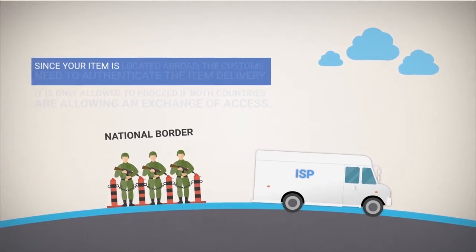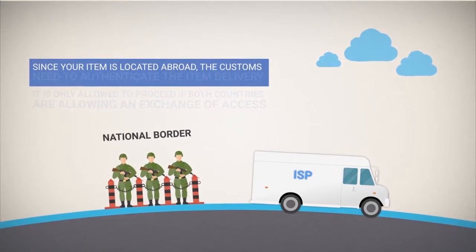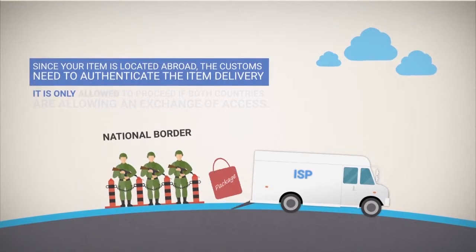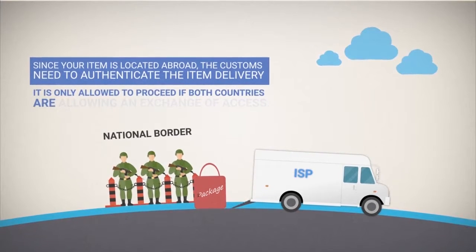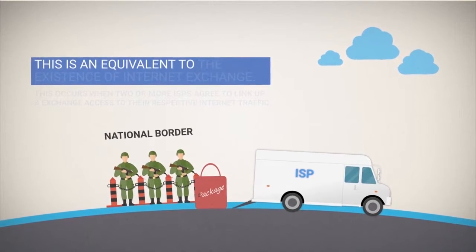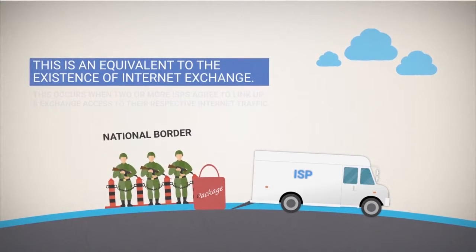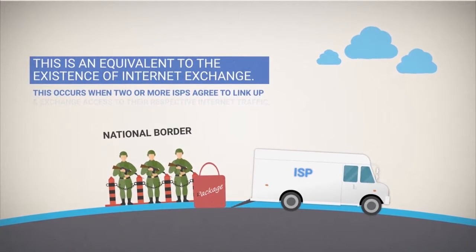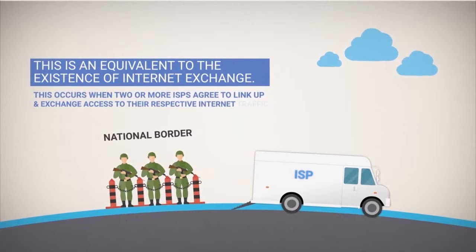In this scenario, since your item is located abroad, the customs at the national border may need to first authenticate the item delivery, aka the browsing request. It is only allowed to proceed if both countries are allowing an exchange of access. This is an equivalent to the existence of internet exchange. This occurs when two or more ISPs agree to link up and exchange access to their respective internet traffic.